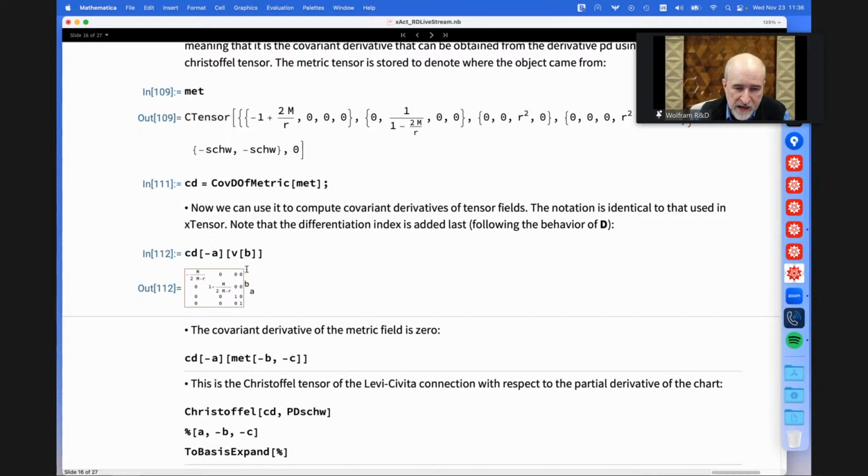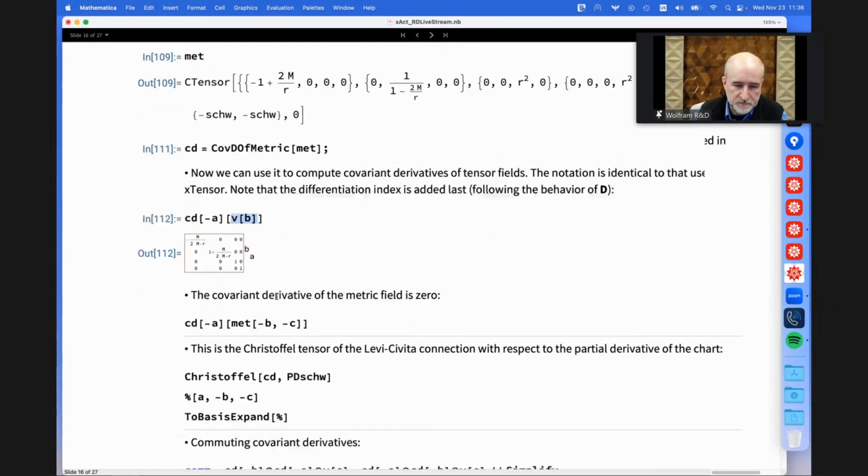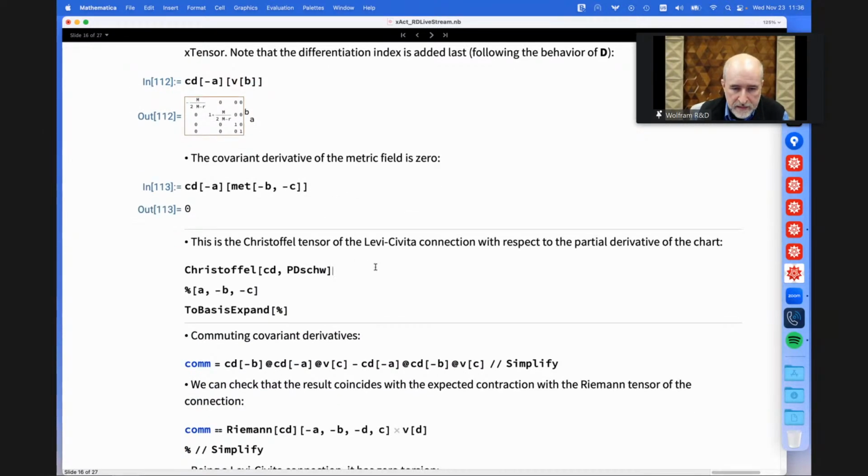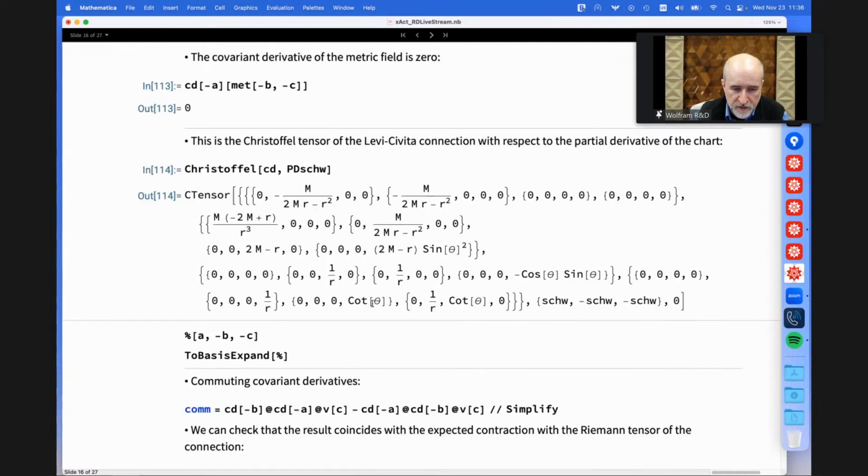And you see, of course, if we differentiate a vector field, we get a rank 2 object in which we have added the differentiation index at the very end. There are different conventions on how to do this. xAct follows what capital D, the main differentiation function in Wolfram Language, does, which is always adding an index at the very end. Of course, the covariant derivative of the metric is 0. We saw that before. And we can compute Christoffels, right?